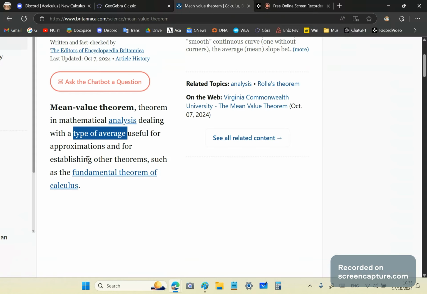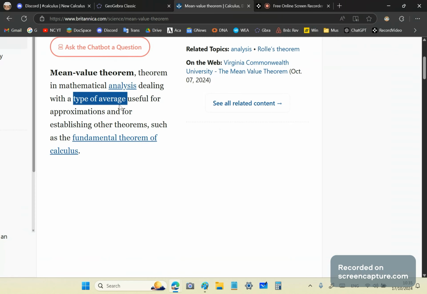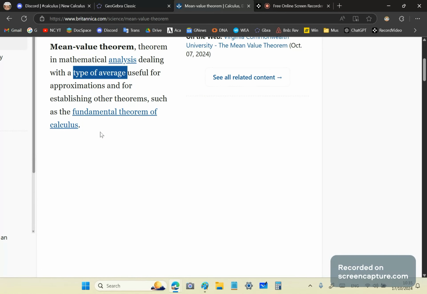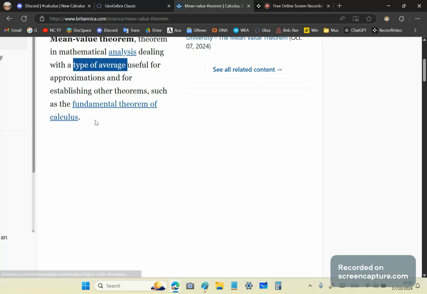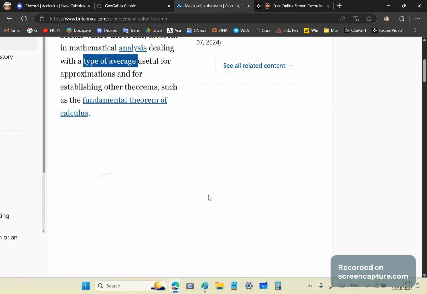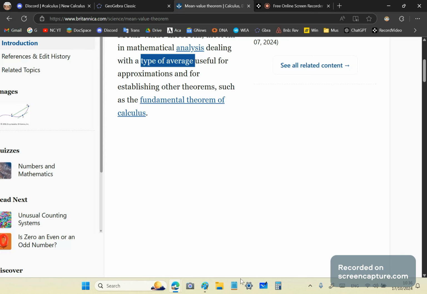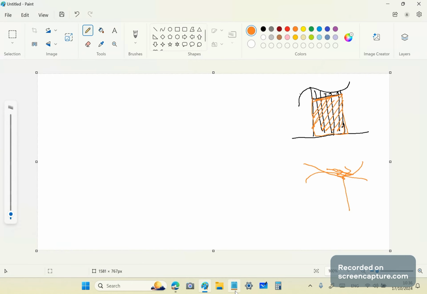So let's carry on reading. It's not a type of average; it's a level magnitude, which is useful for approximations. Actually, it's useful for exact calculations, not approximations, and you'll see why in a moment. And for establishing other theorems, such as the fundamental theorem of calculus. Actually, the mean value theorem and the fundamental theorem of calculus are one and the same theorem. I revealed that to the stupid morons of humanity. So let me explain that to you.